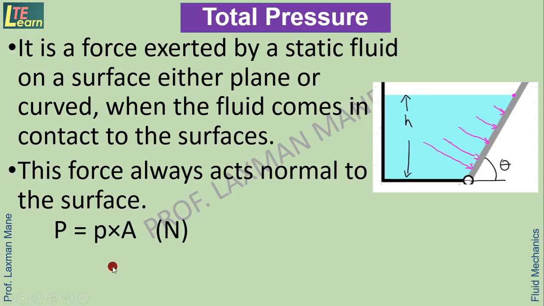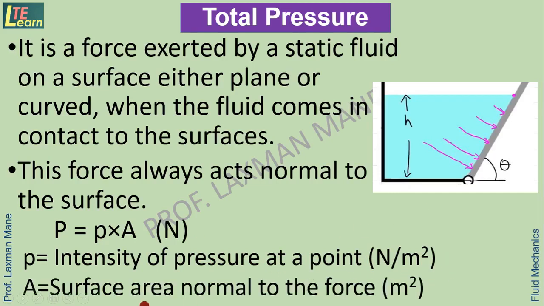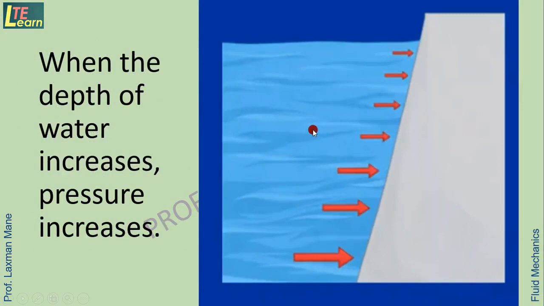It is mathematically given by capital P, meaning total pressure, is equal to p into A, and as it is a force, its unit is Newton, where small p is the intensity of pressure at a point in Pascal, and capital A is the surface area normal to the force in meters square. By the hydrostatic law, as the depth of water increases, pressure increases, meaning intensity of pressure increases.